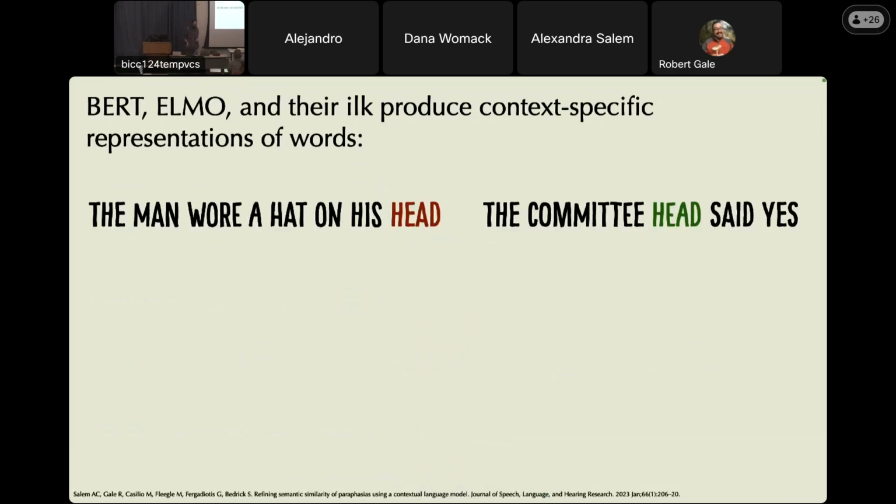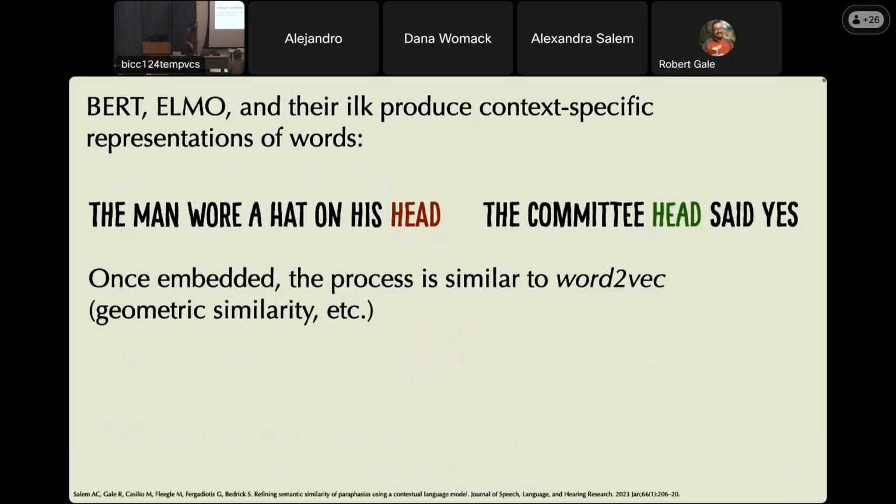BERT and its family of word embeddings make contextual word embeddings, right? So the actual vector you get out is dependent on the context where the word occurs. So in this case, even though head is the same word, it would get a different vector in both of these two situations. That's one of the reasons why BERT did a lot better than Word2Vec at many NLP tasks. And so we used that, we embedded stuff in there.